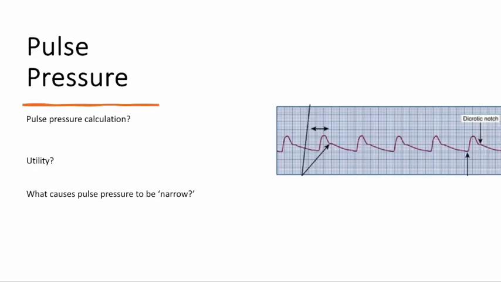Very briefly touch on pulse pressure. So how do we calculate pulse pressure? Pulse pressure is a simple calculation. It's just the systolic pressure minus the diastolic pressure, so the difference between the peak of systole and the nadir of diastole.